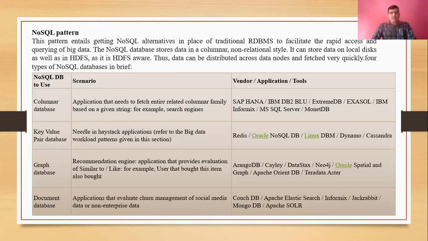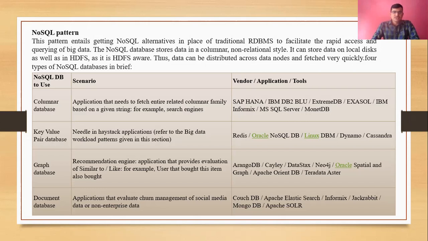Next, NoSQL patterns. These patterns entail getting a NoSQL alternative in place of traditional RDBMS to facilitate the rapid access and querying of big data. The NoSQL database stores data in a columnar, non-relational style. It can store data in relational databases and HDFS, the Hadoop database system. This data can be distributed across data nodes, and fetched with various query types. NoSQL databases in brief.